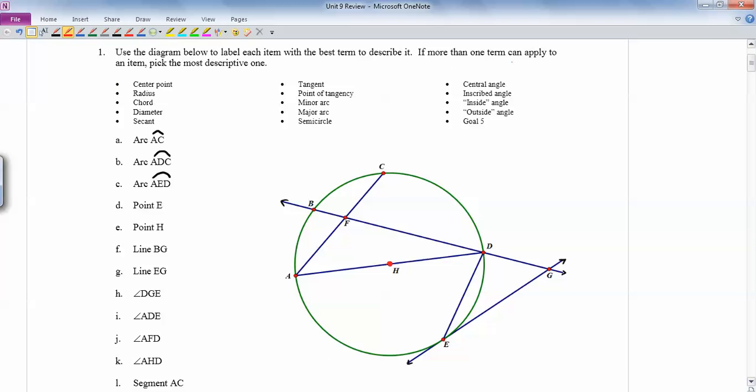And let's see, if more than one term can apply, pick the most descriptive one. So like if you had a diameter, you'd want to call it a diameter instead of a chord. Now in this problem, H is supposed to be the center of the circle.